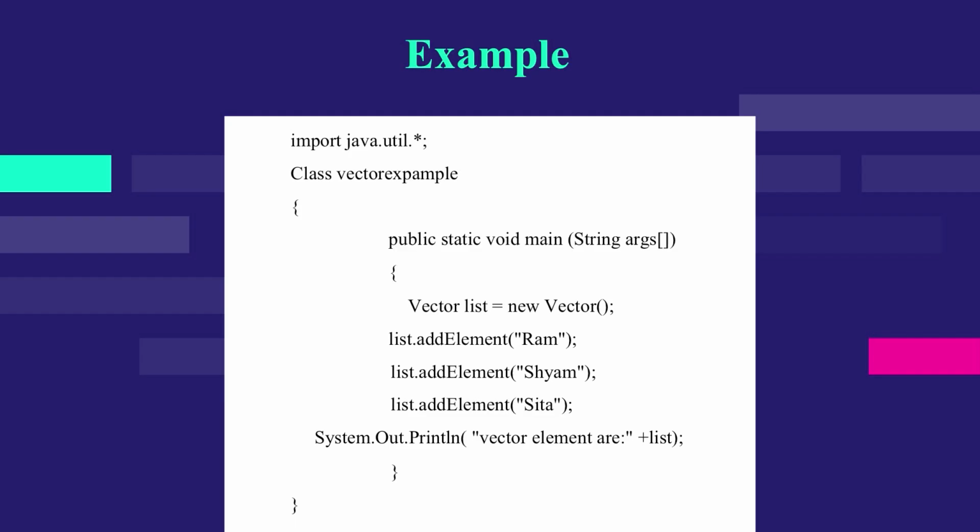As we know, a string is also an object in Java. Similarly, we can add other elements, Shyam and Sita. Then finally we print the list, and the output of the program is Ram, Shyam and Sita.